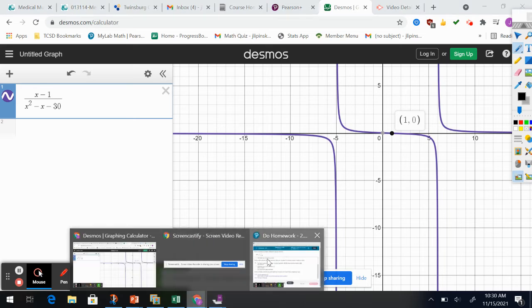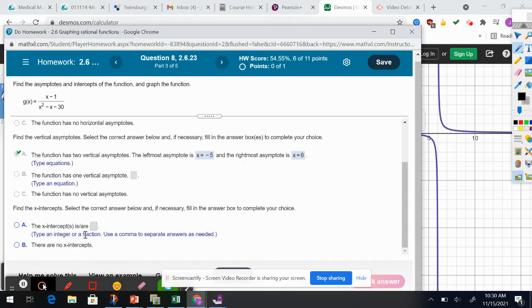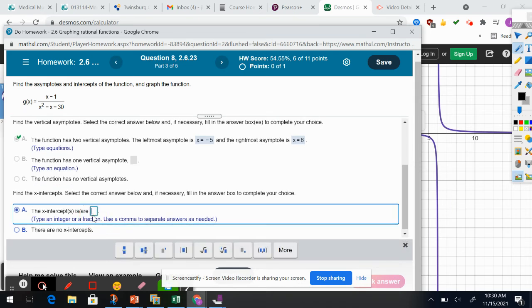Make sure you pay attention to what it's asking for. It says type an integer or fraction, so it just wants the number. It doesn't want it as an ordered pair.